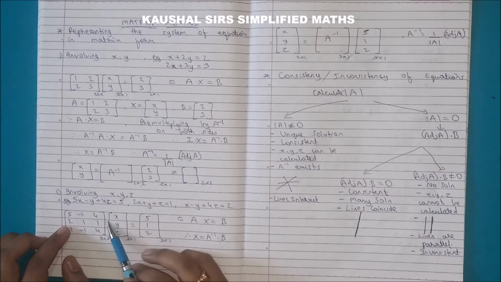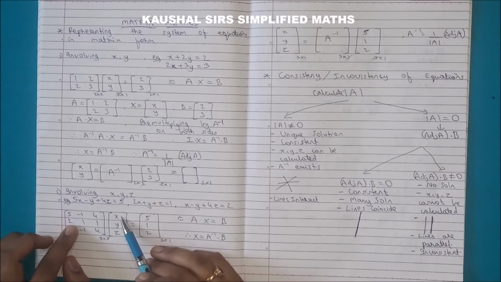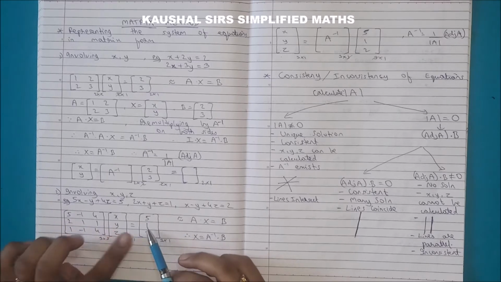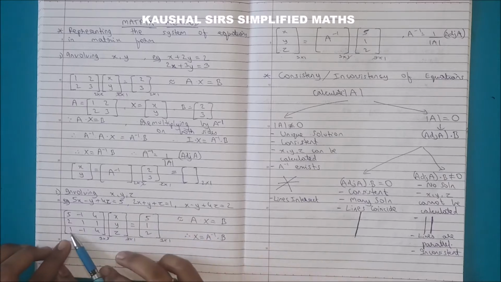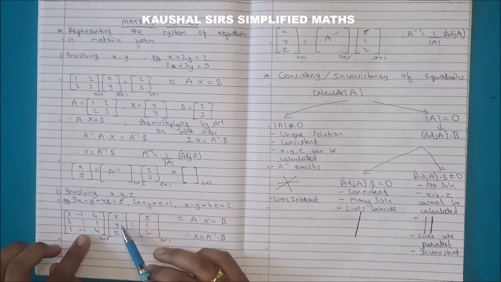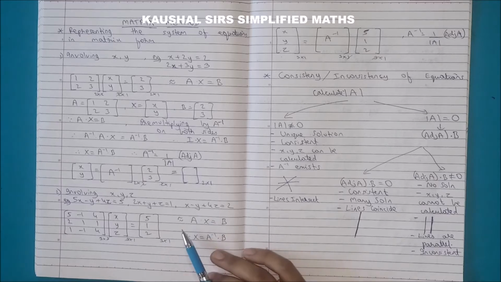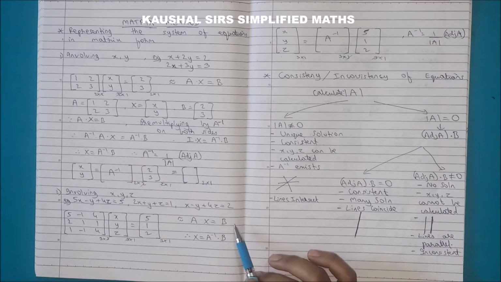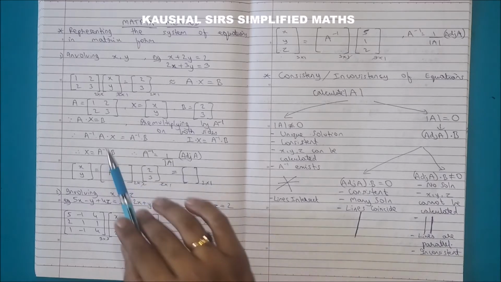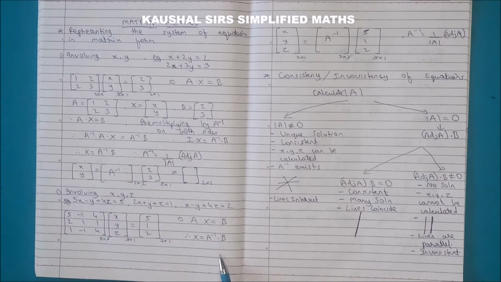Likewise, if you multiply the second row and the first column, you get 2x plus y plus z equal to 1. Then third row and the first column you get x minus y plus 4z equal to 2. Understood? So that is how you represent the linear equations in three variables in the matrix. Now you can say it is of the form AX is equal to B. Now therefore we have got one equation that X is equal to A inverse into B.